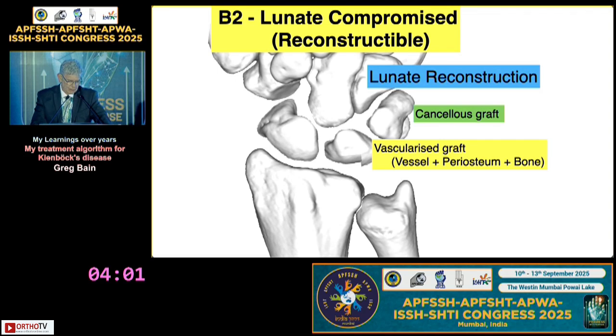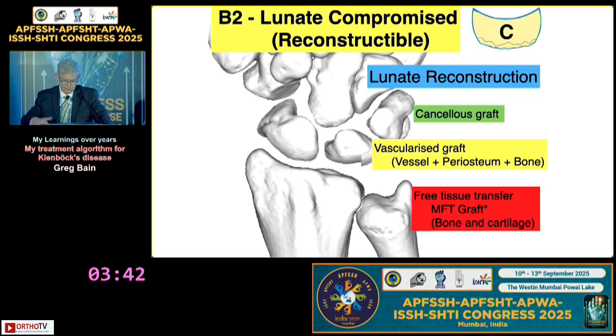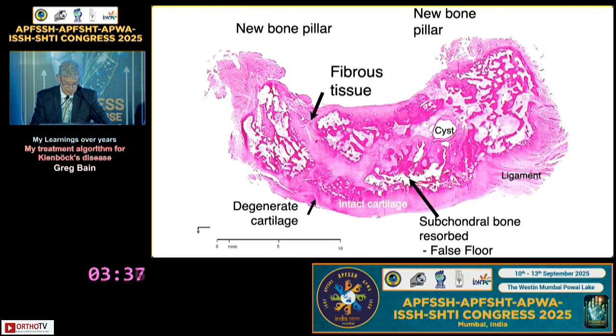So once the lunate becomes, we're looking at doing a reconstruction, I think it becomes more challenging. There's ways of doing this with cancellous bone graft, the vascularized bone grafts, and I'd like to point out the local pedicle grafts reported by the Mayo Clinic. They're not quite as good as they thought they were in the past, and there are some groups doing free tissue transfer. I think this is a big procedure for a patient with a sore wrist.